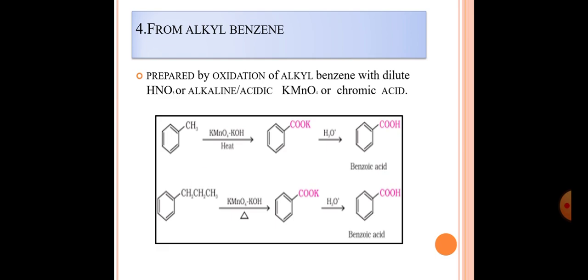Next one, alkyl benzene with a propyl substituent, propyl benzene. This is the alkyl benzene example given. Again the same reagents we are using: KMnO4, KOH and heating. So which salt will form? Potassium salt. It undergoes further hydrolysis to give the acid, and that is nothing but benzoic acid. So this substituent R may be any, but the general reaction will remain the same. The potassium salt is prepared and further hydrolysis gives the formation of benzoic acid.